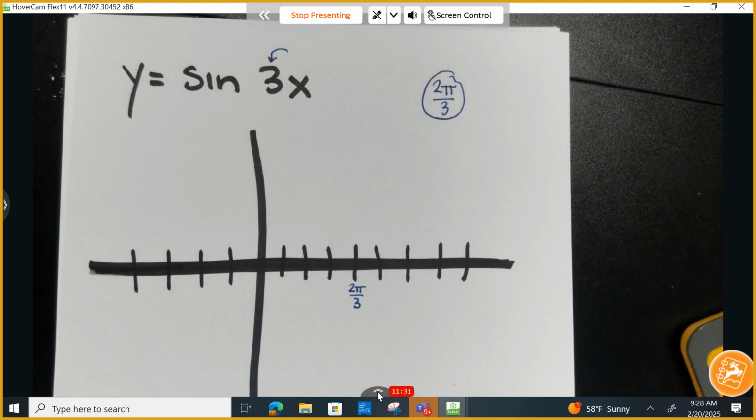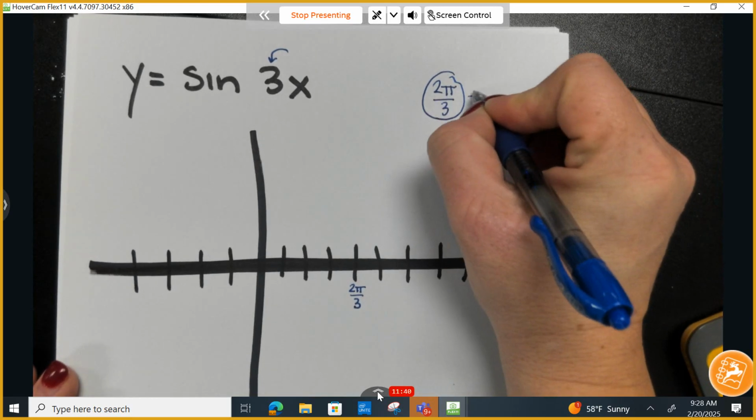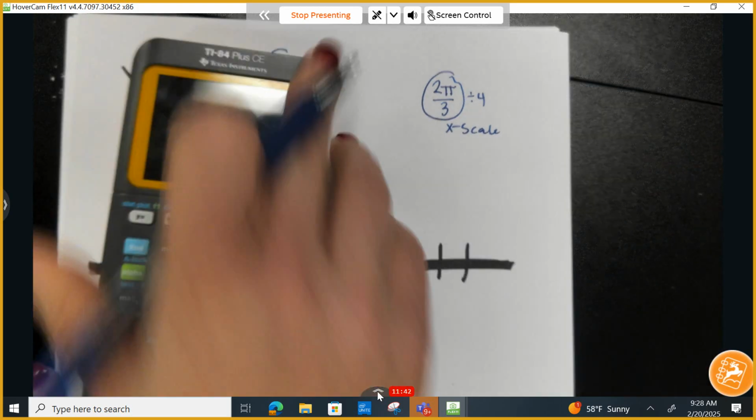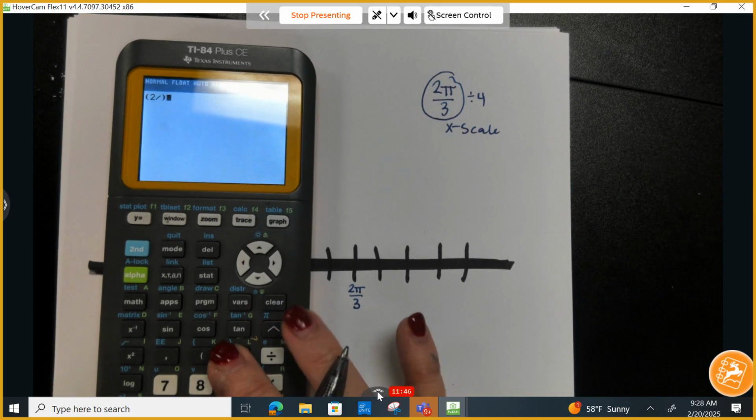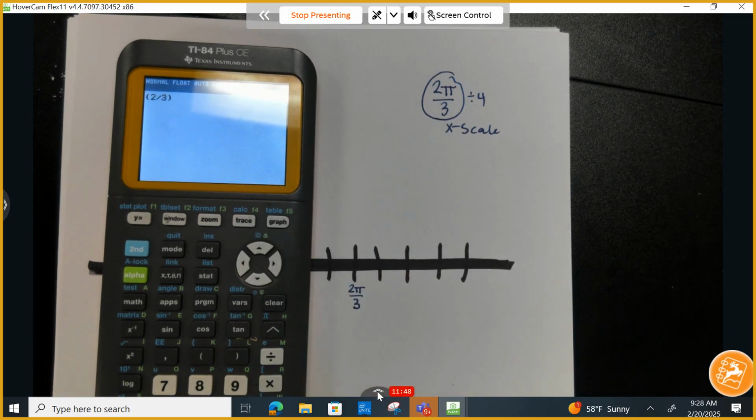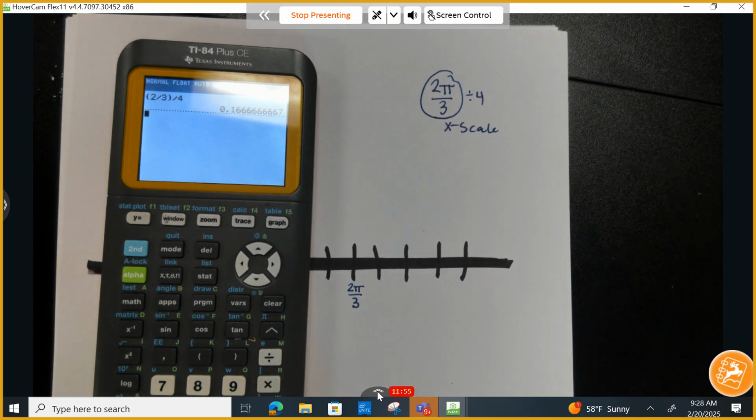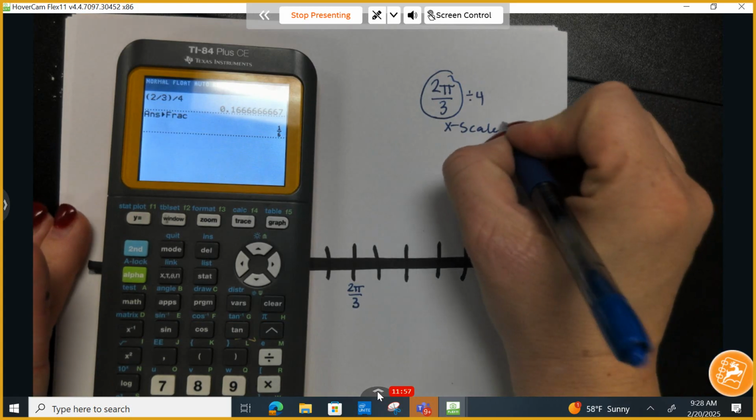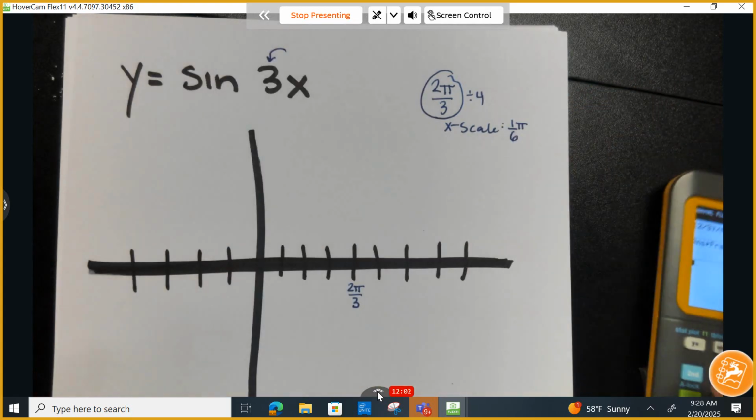Now, I'm thankful for the use of a calculator because this is not going to stress me out. How do I find the x scale? The x scale says take whatever your period length is and divide it by 4. So please grab your calculator. In parentheses, take 2 divided by 3 because it's a fraction. Forget about the pi. And then divide it by 4. Now, if we get a decimal, let's turn it back into a fraction. So my x scale is not just 1 over 6, it's 1 pi over 6.